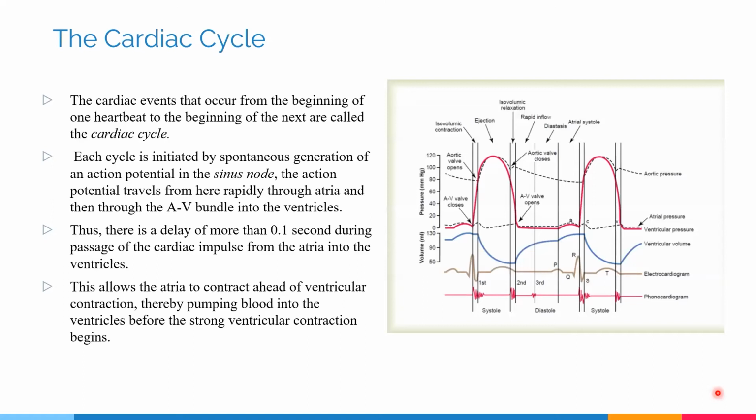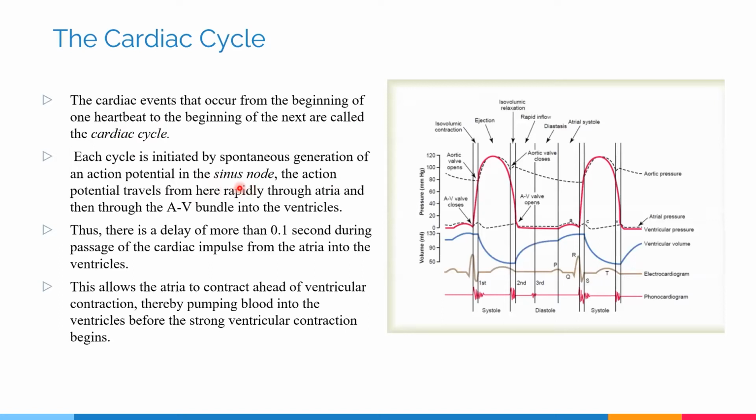Next, we'll look into the cardiac cycle itself. The cardiac events that occur from the beginning of one heartbeat to the beginning of the next are called the cardiac cycle, which is demonstrated by this picture right here. Each cycle is initiated by spontaneous generation of action potential in the sinus node. The sinus node is one of the specialized excitatory fibers that we were talking about. And it is the pacemaker of the heart, as we will see in later slides.